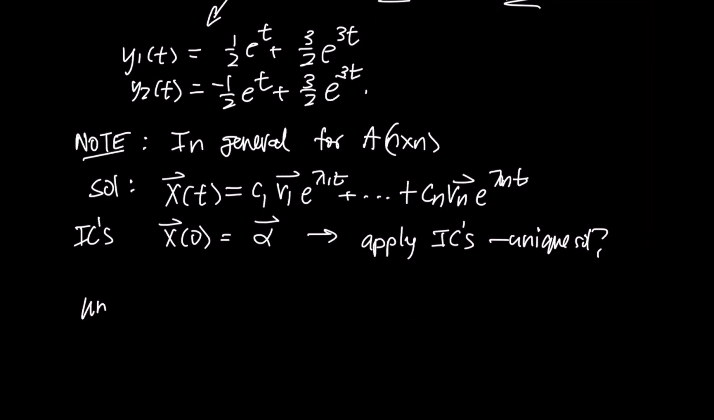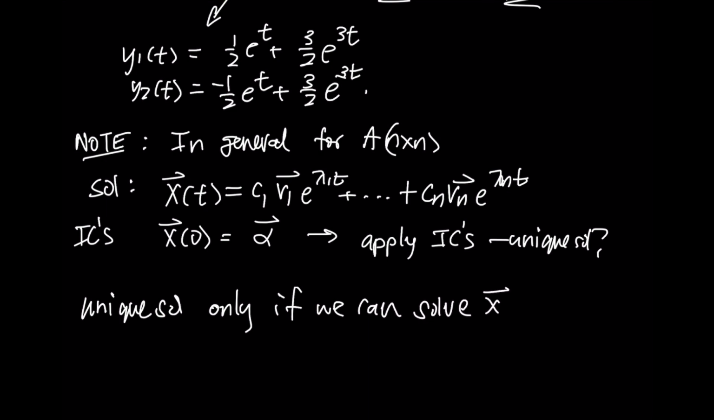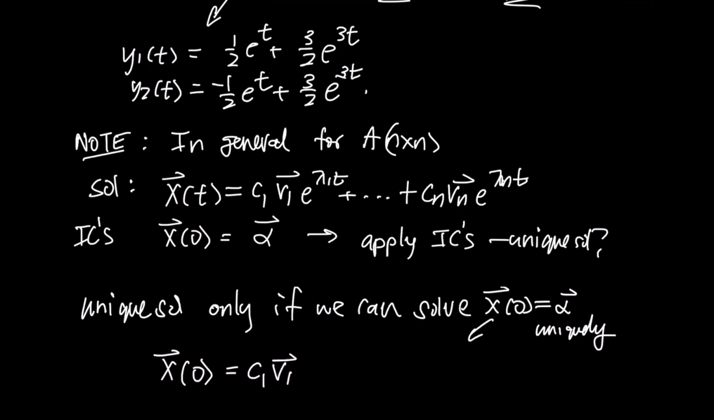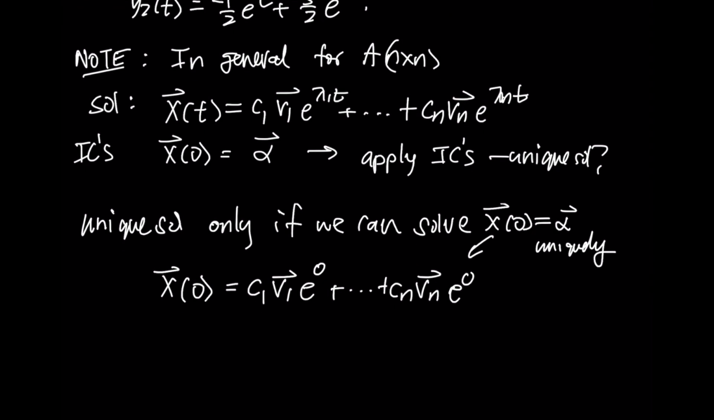We are going to have a unique solution only if we can solve x of 0 equals alpha uniquely. x of 0 is like saying take this solution, and everywhere I see an exponential term, it's going to have a 0 power. So we'll end up having C1 V1 all the way down to Cn Vn, and that's equal to alpha. So that means what we need to do is then solve this system.